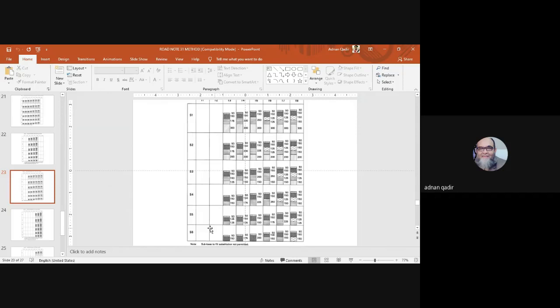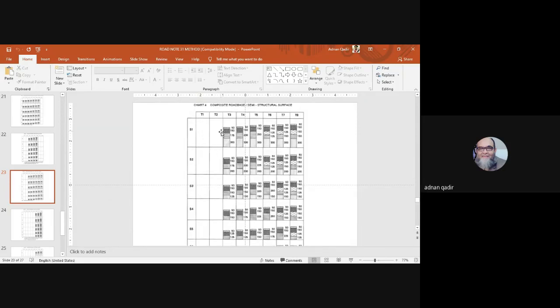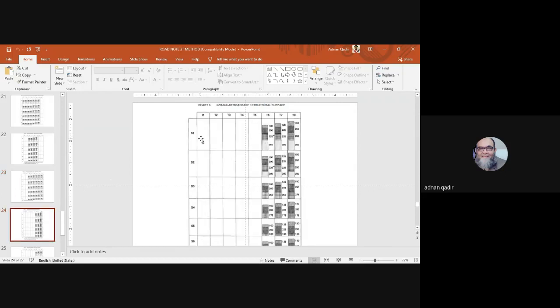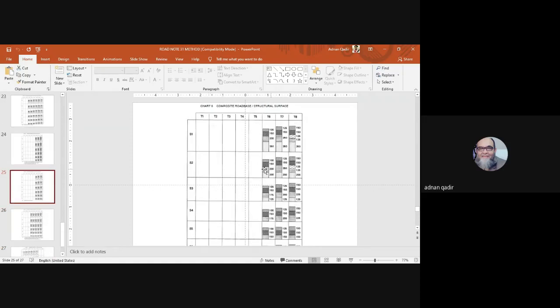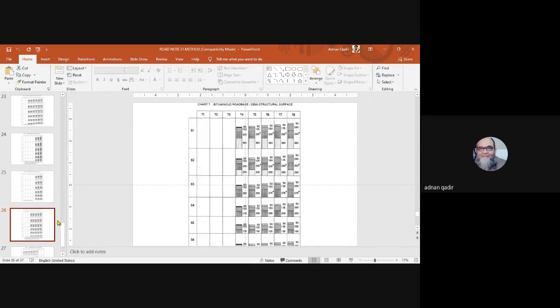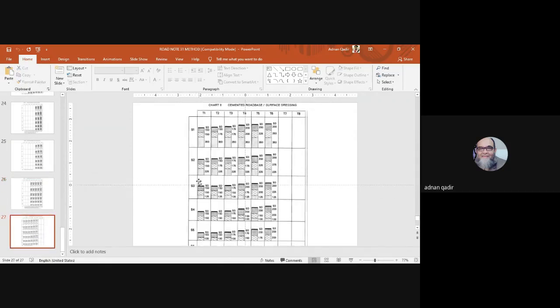Now, again, this column means that this chart is not applicable for T1 and T2 traffic. The designer doesn't think it is useful to use chart 4 for such low traffic, T1 and T2. Here you can understand that you can use only this chart for T6, T7 and T8 categories. Chart 6 is like this, but again then there is a structural surface. Then you have a semi-structural surface, again T1, T2, T3 not applicable. For these roadways, this chart will not be applied for traffic categories T7 and T8.